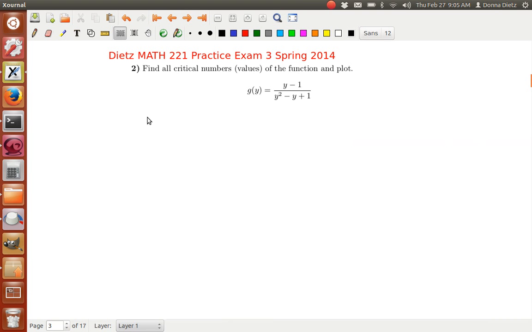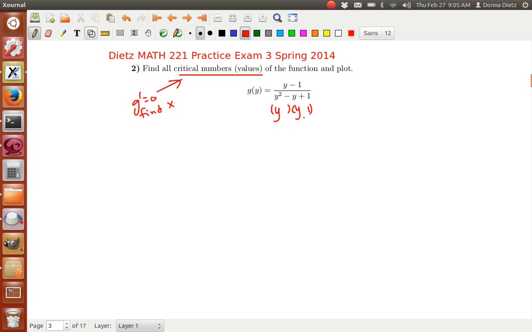Okay, we want to find all the critical numbers, sometimes called critical values, of the following function, and what that means is g prime equals 0, find x. That's all it means. Okay, so first of all, we might hope that we can cancel something, but I don't think we can, so we go ahead and think about this.